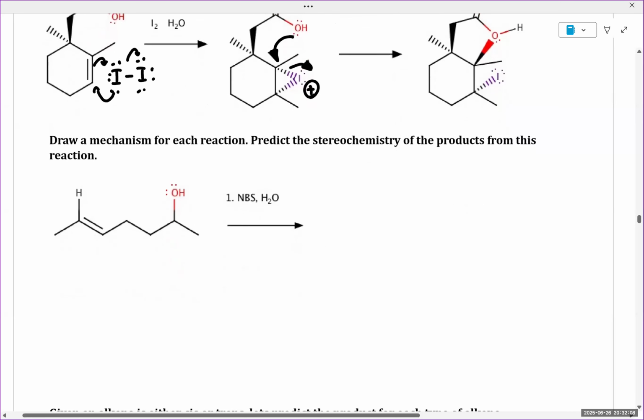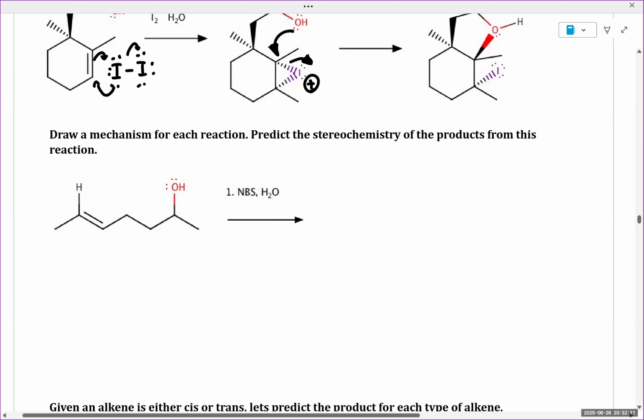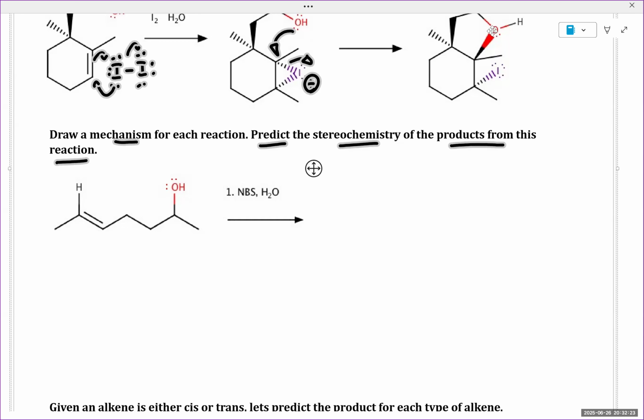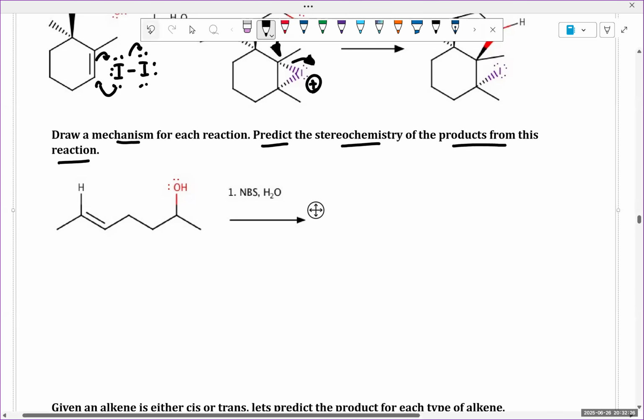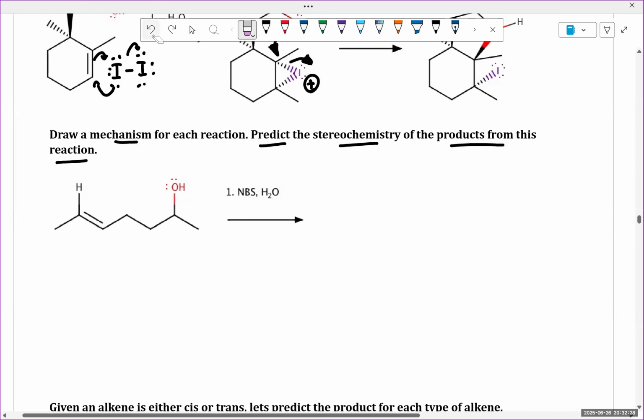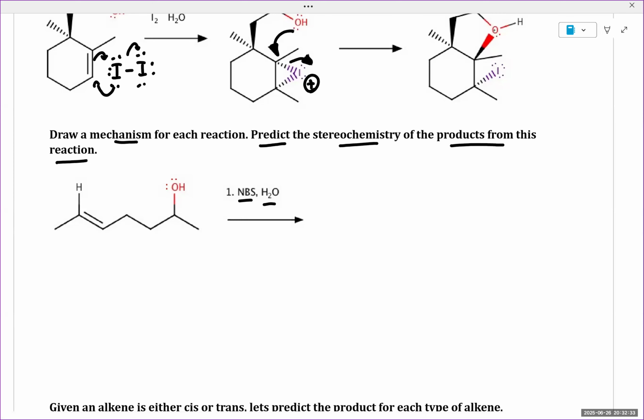So, given that example in mind, I'd like you to draw a mechanism for this reaction, and I'd like you to predict the stereochemistry of the products from this reaction. In this case, we have an alkene, we have an internal alcohol, and we are treating this alkene with N-bromosuccinimide and water. I'd like you to take a few moments to predict the products and draw a mechanism for this reaction. Note that the nucleophile in this case is going to be the internal alcohol.